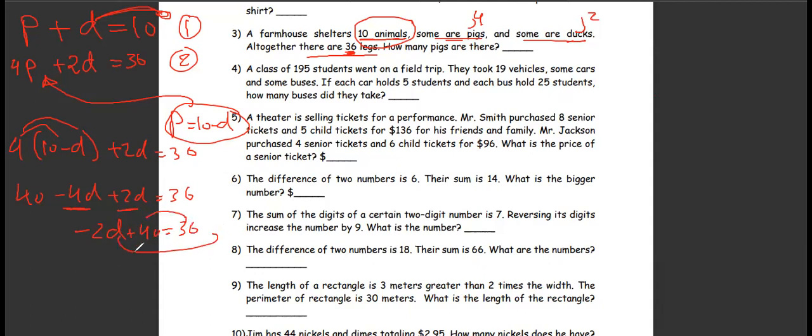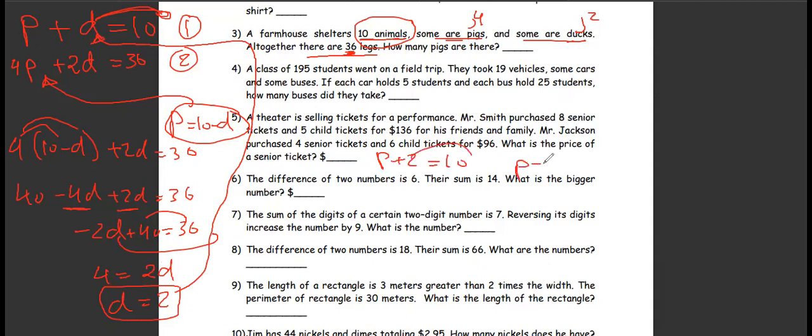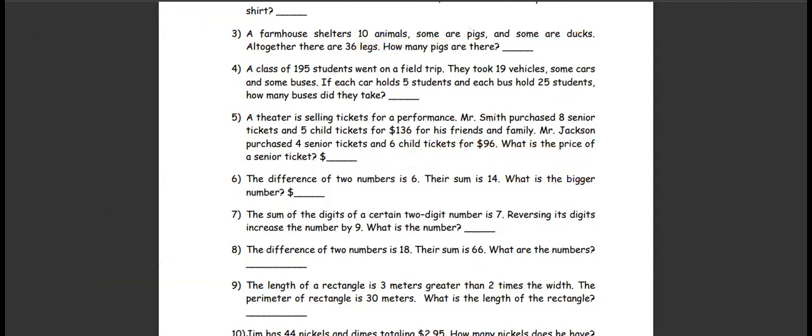Let's move the 40 here. So 40 minus 36 is going to be 4, and here is going to be 2d. So the number of ducks is 2. So you have 2 ducks. In order to get the pigs, let's substitute back here. So p plus 2 equals 10, and the number of pigs is 8. That's how it works. So let's move on to the next question.